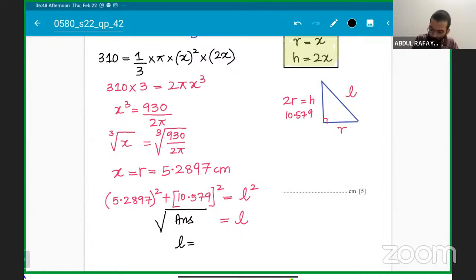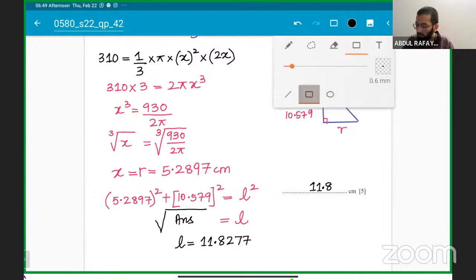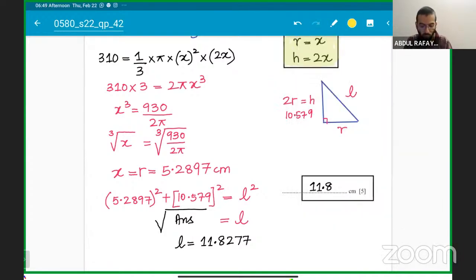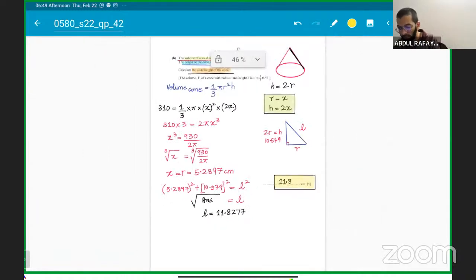5.2897 whole square plus 10.579 whole square, and the square root on that. Just do it exactly. I'm getting 11.82777. So the answer will be 11.8, one decimal place, or three significant figures you can call. Is everyone got this, guys? Clear, understood? With this, the question also gets completed. Is everyone with me following? Clear, guys? Understood? Part B is done.